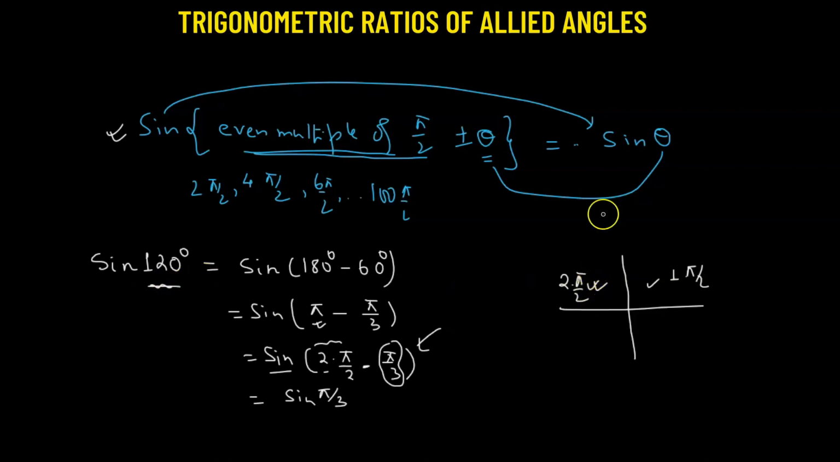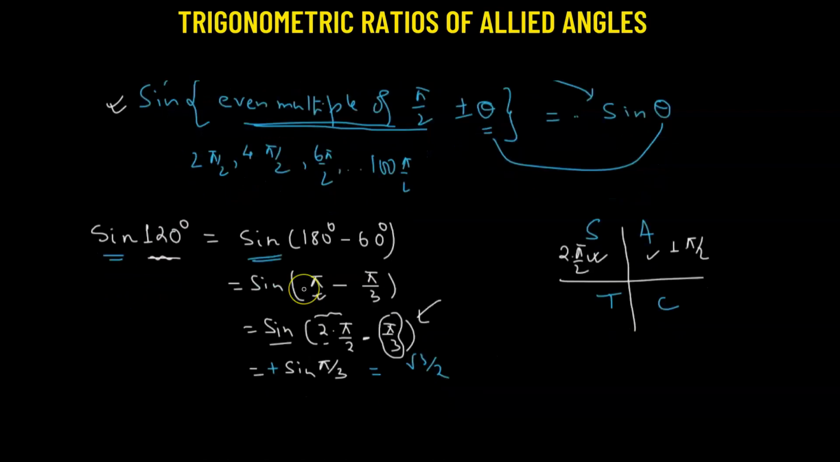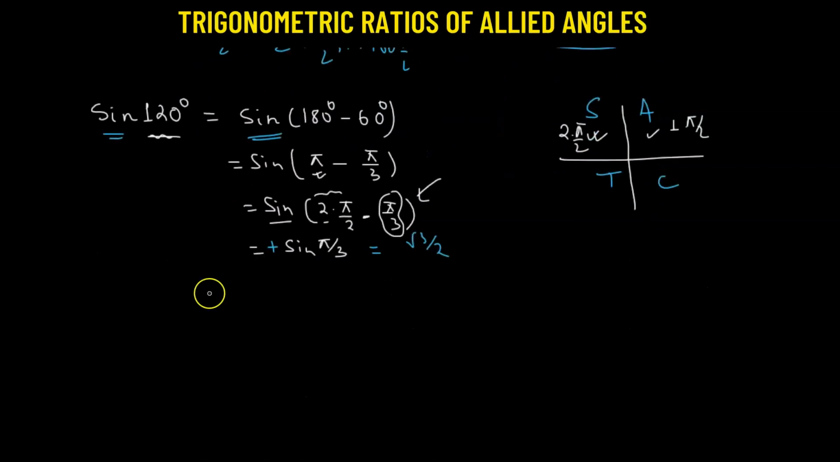So in the second quadrant, we have to remember the mnemonic, which is ASTC. So we know that in the second quadrant, the sine function is positive, everything else is negative. So since we started out with the sine function, the final value is always positive. Sine pi over 3 has a standard value of square root of 3 over 2. So this is going to be the value of sine 120 degrees. Now there is another way of doing this, and we'll also obtain the same result.